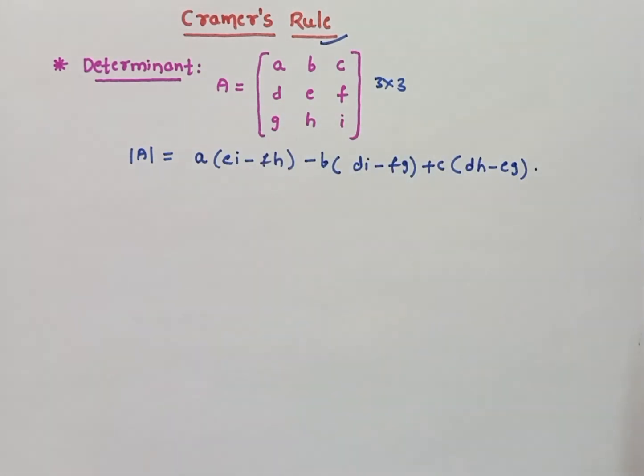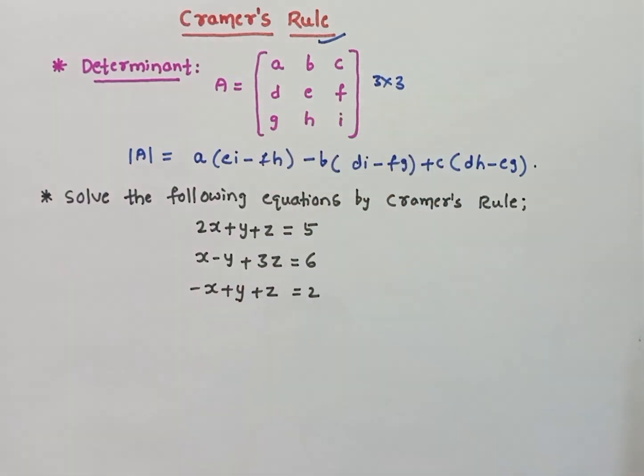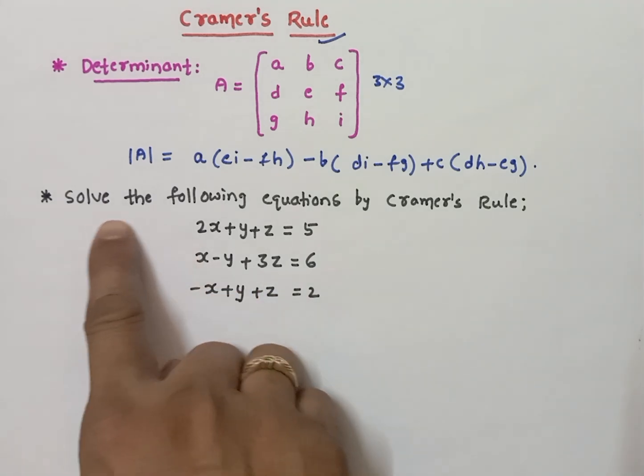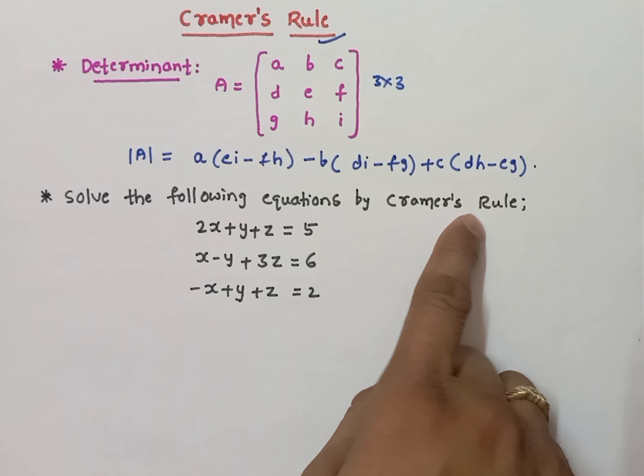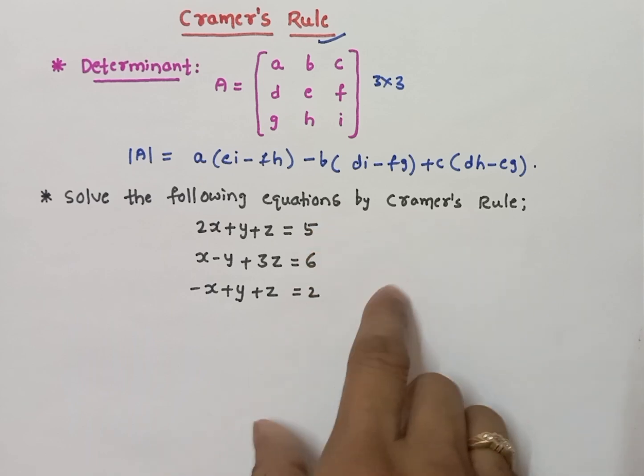So I have taken some alphabets here. Instead of alphabets, let us take some numbers so that you can understand easily. Let us take one problem. Solve the following equations by Cramer's rule. Three equations are given involving three variables. Let's see how to solve this.